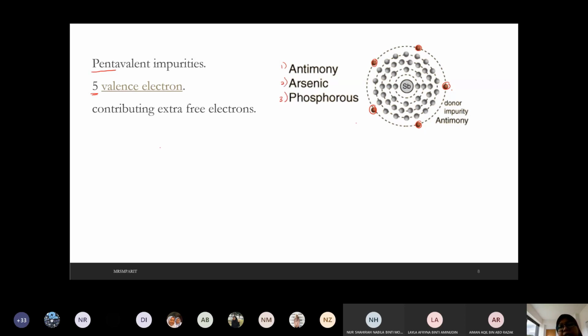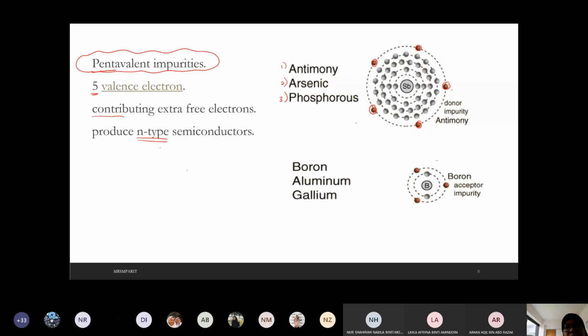How do they work? They contribute these extra electrons to the pure atom, to dope it. So this is where we have pentavalent impurities. We say that we produce n-type semiconductor. And then we have another group which is trivalent.